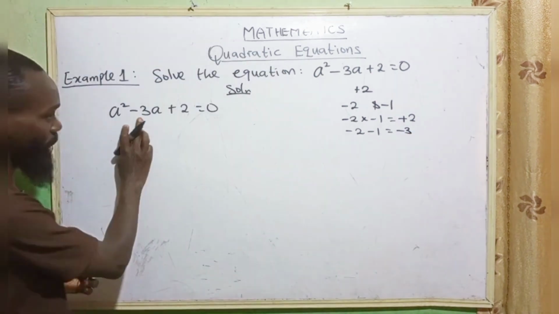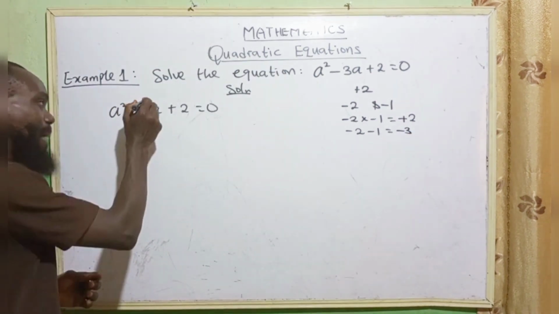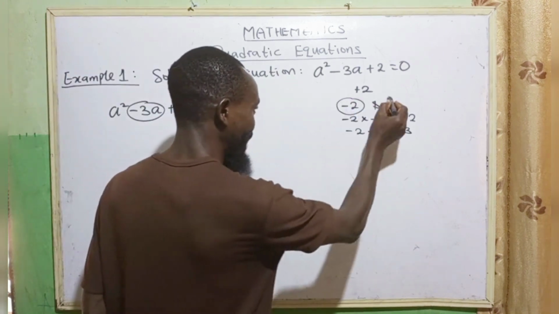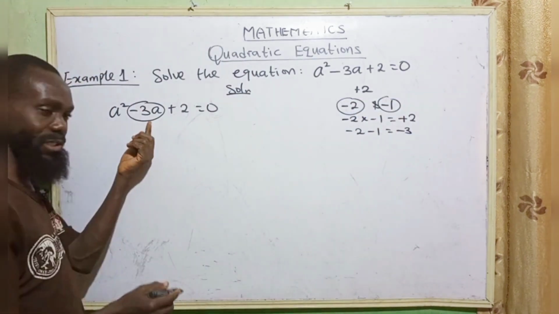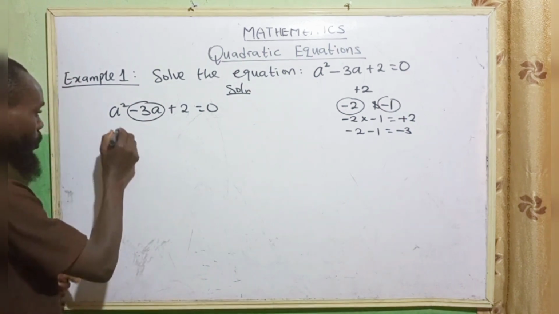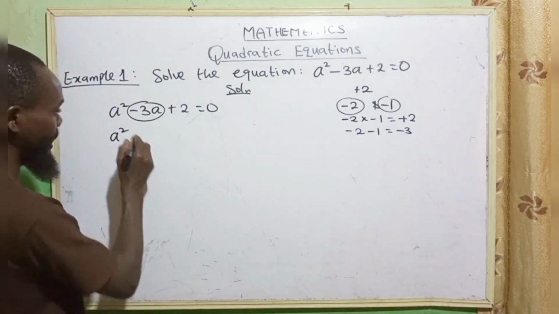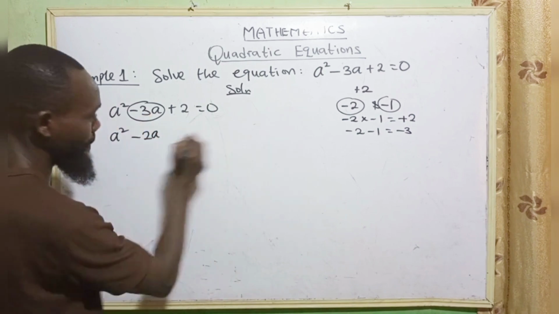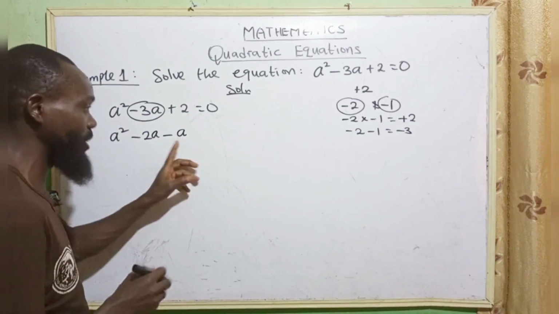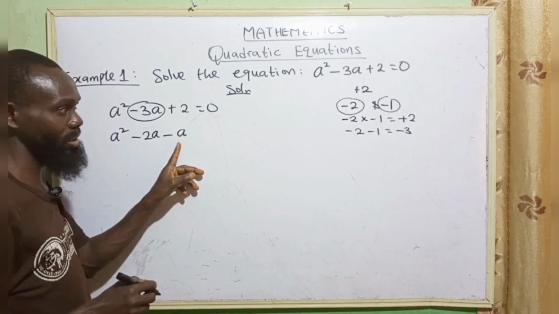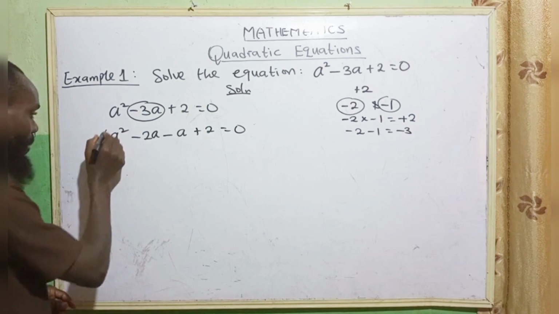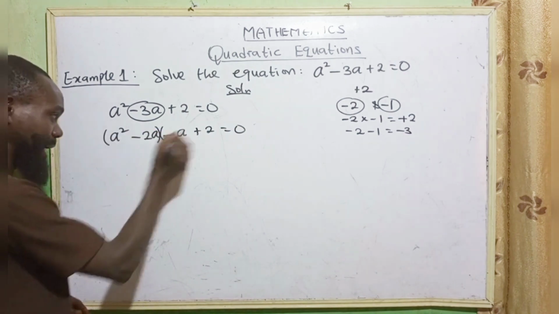And what is here also is what? Negative 3. Meaning that I'm going to eliminate minus 3a. I will put minus 2 and minus 1 to replace minus 3a. So I have a squared minus 2 in terms of a, minus 2a, then minus a. Don't forget, you don't say minus 1a. This a is standing as 1. Then plus 2 is equals to 0. Open your brackets, close it here. Another bracket, close it here.